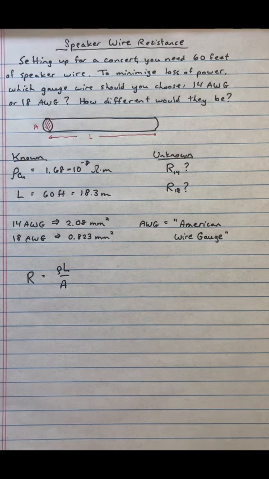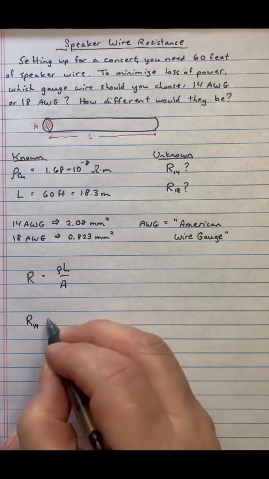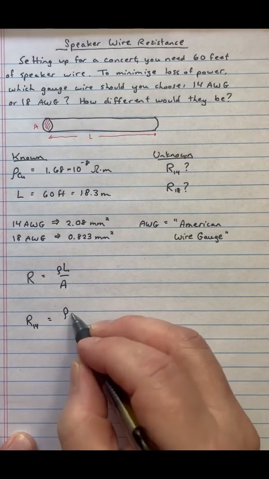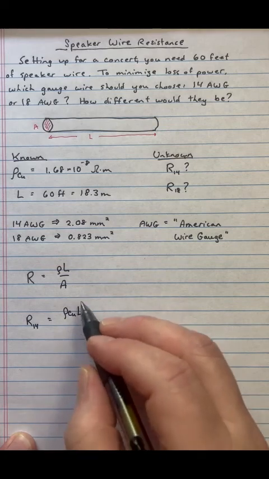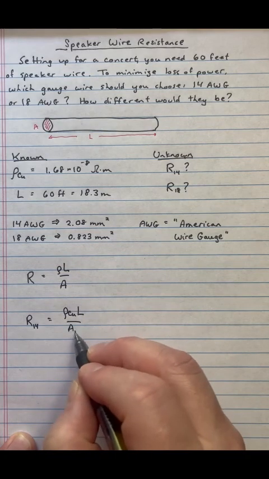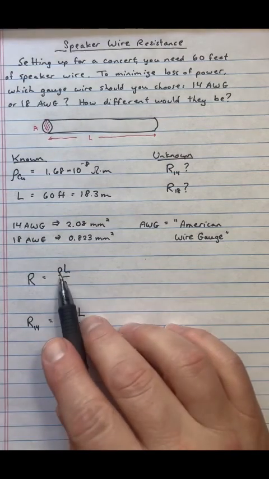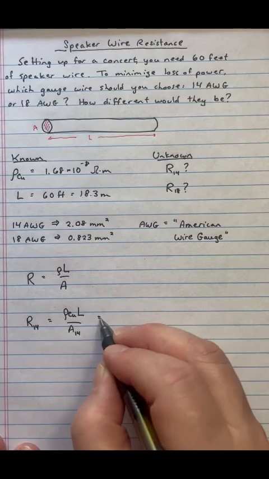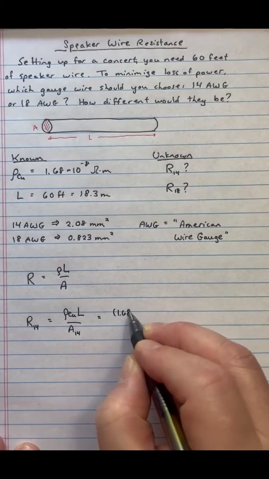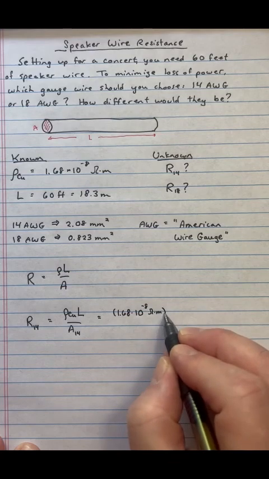So in any case, the resistance of the 14 gauge wire, I'll write it like that, would be equal to the resistivity of the copper, because that's the kind of wire we're using, times the length, and then divided by the cross-sectional area of the 14 gauge wire. So I could take this general formula and make it a little bit more specific to our circumstance. All right, so 1.68 multiplied by 10 to the minus 8th ohm meters.